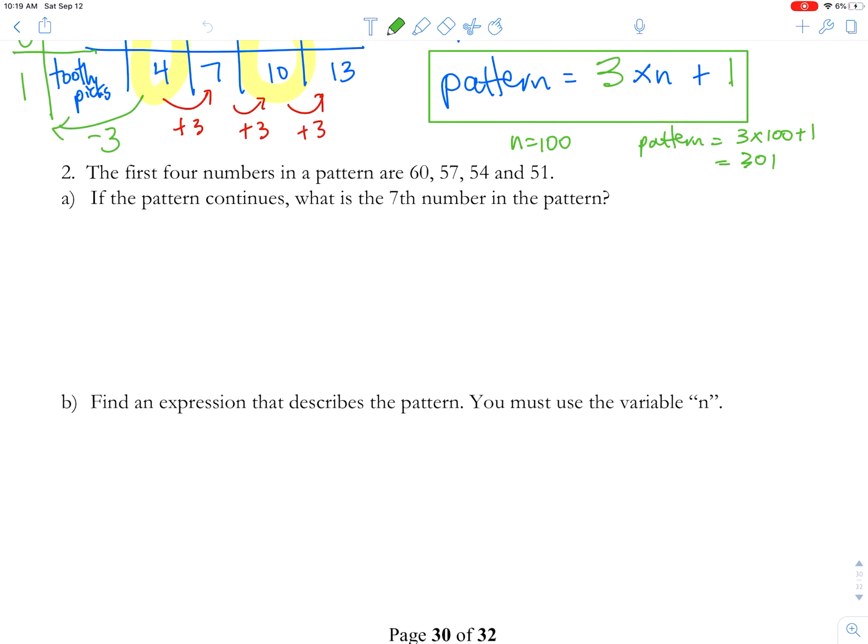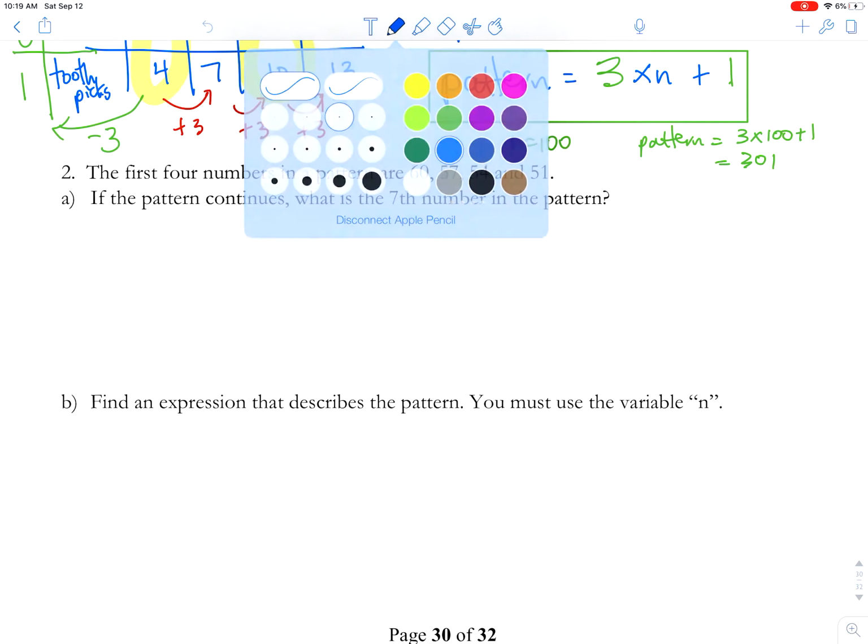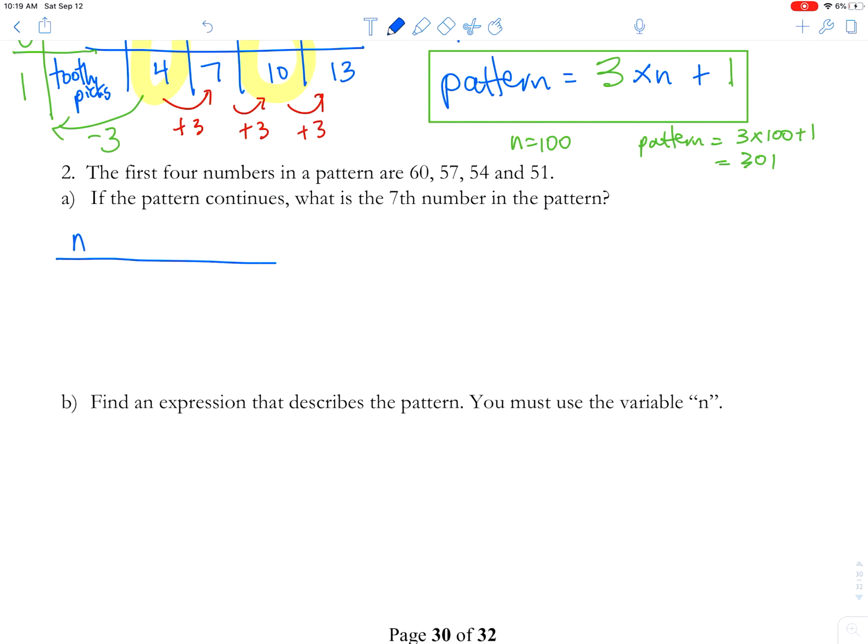Question 2. The first 4 numbers in a pattern are 60, 57, 54, 51. If the pattern continues, what's the 7th number? So I'm going to make one of those tables again. So n, and then I'm going to have 1, 2, 3, 4, 5, 6, 7. And my first numbers were 60, 57, 54, 51.